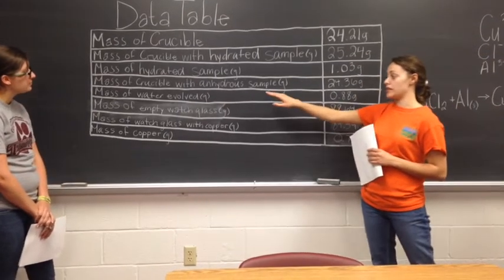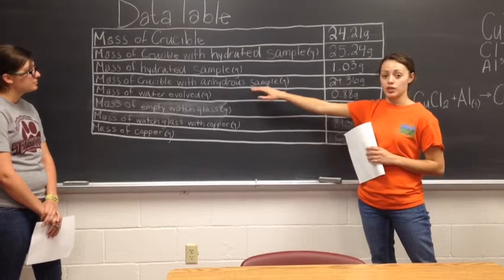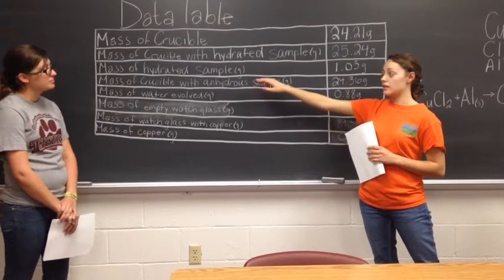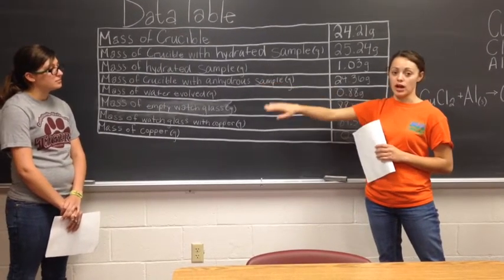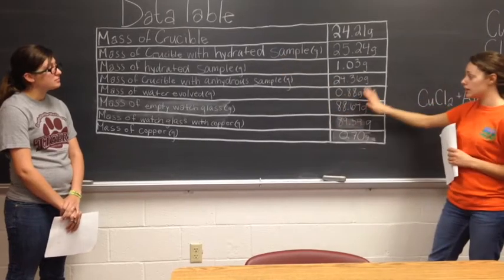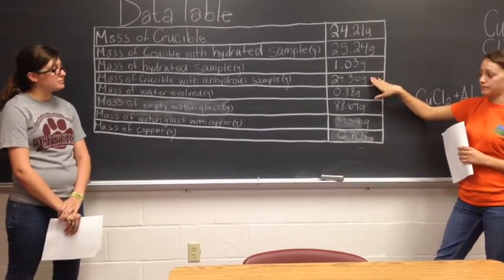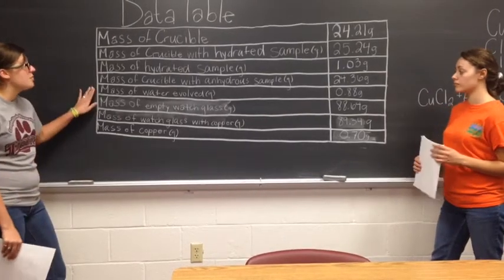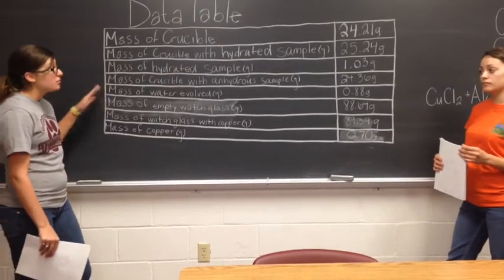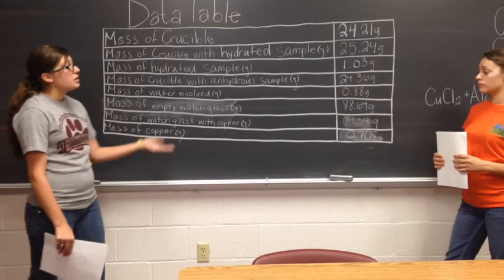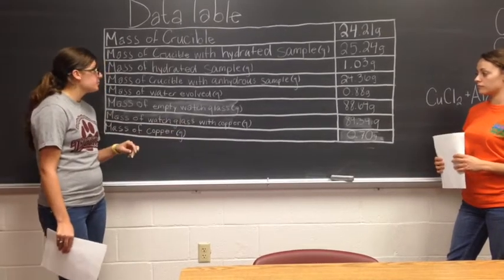Next, we got the mass of the anhydrous sample, which we determined after heating our hydrated sample to drive out the water of hydration, and we got that mass as 24.36 grams. Next, you need to find the mass of water evolved. For us, during this experiment, it was 0.88 grams.